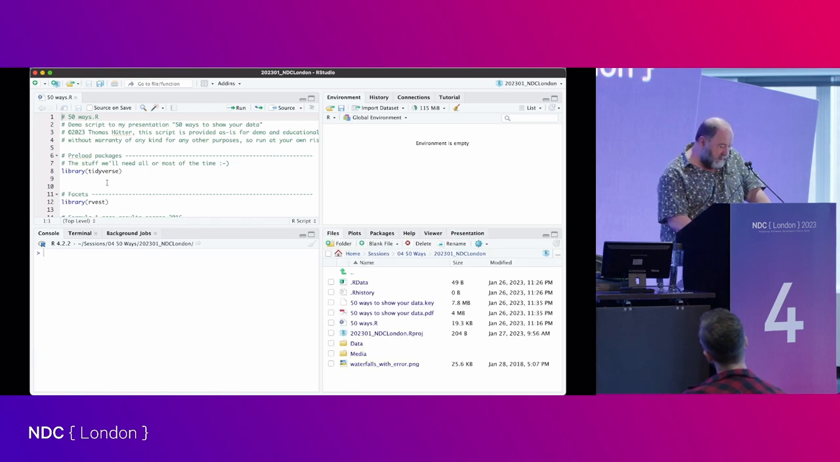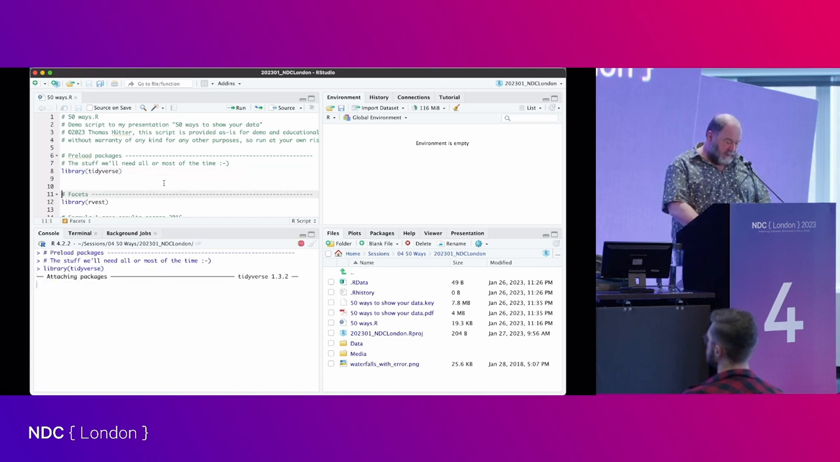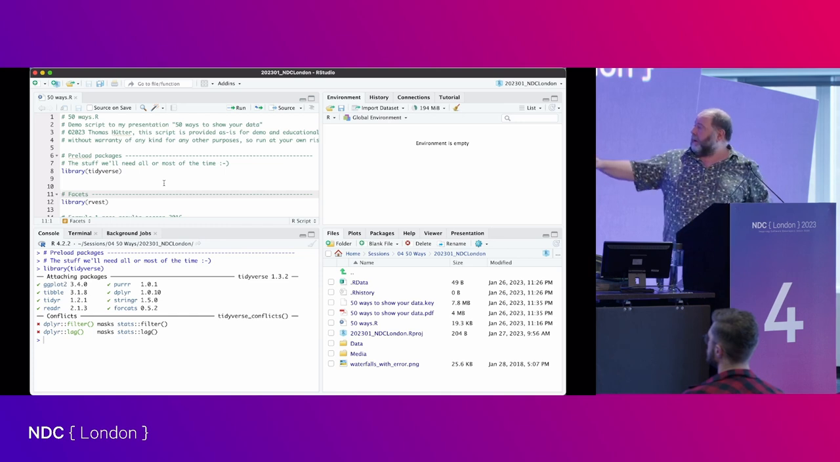Okay, so I've got my demo file loaded up here. And what we can do is invoke it line by line with command enter, or on Windows you will be using control enter, I guess. And I'll just do that. And you see on the bottom left there are the responses from the system.